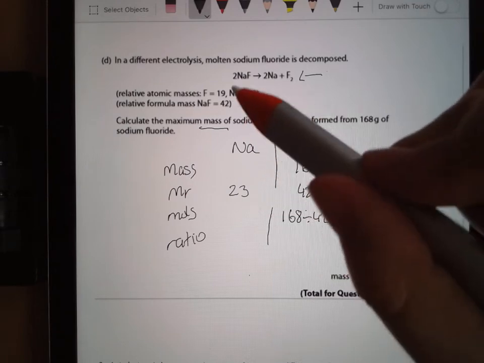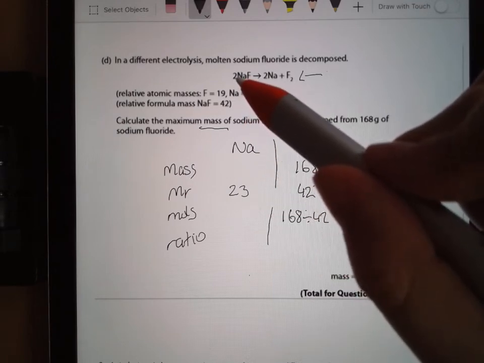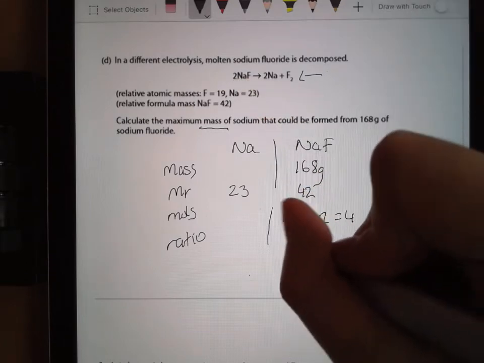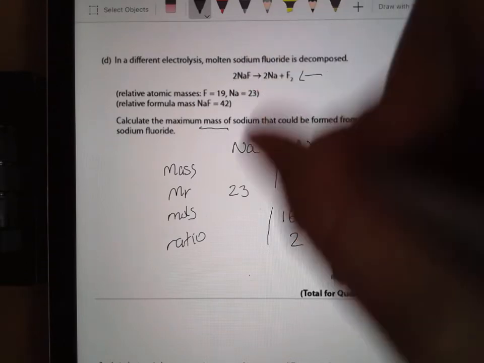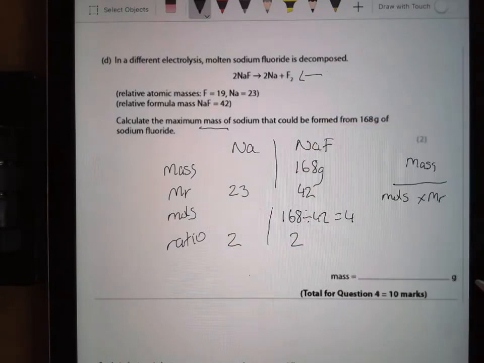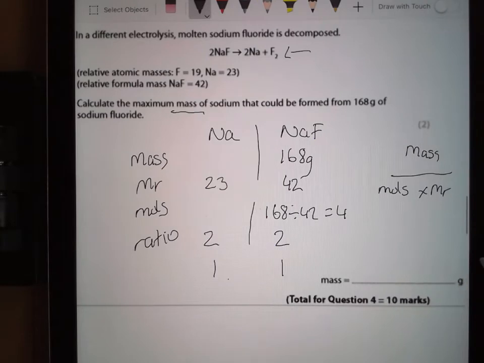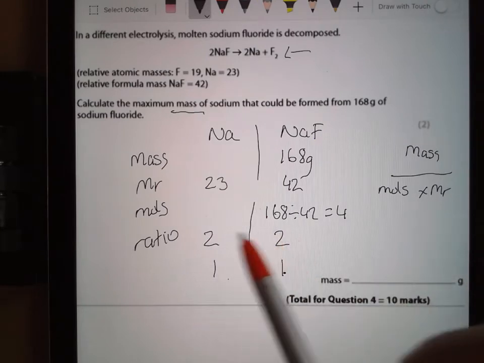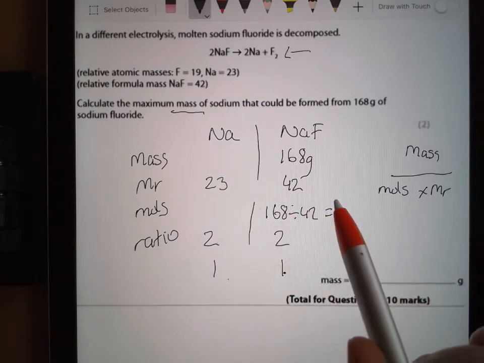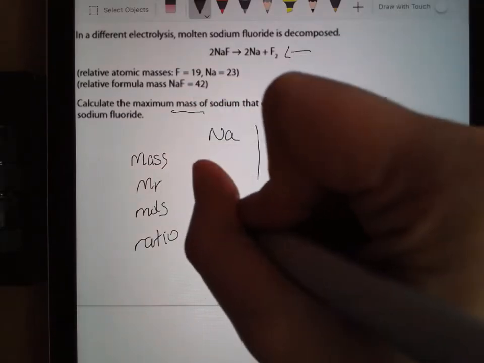To fill in the ratio, I use the big numbers from the equation. The big number in front of NaF is 2, so I write down a 2. The big number in front of sodium is also 2, so I write down a 2. The ratio of 2 to 2 can be simplified to 1 to 1. These two numbers are both the same, which means these two numbers for moles must both be the same. If this is 4, then this must be 4.